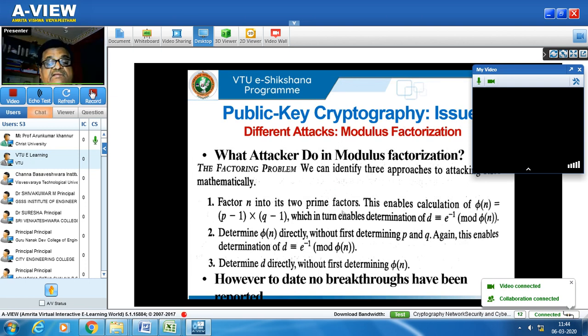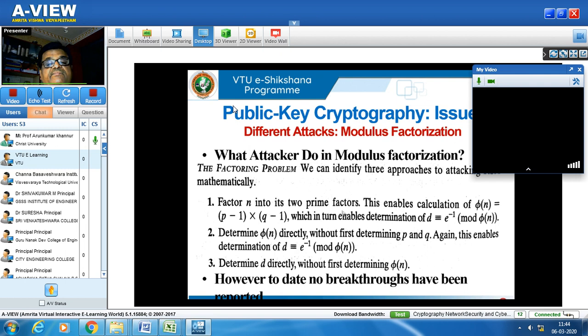determine Euler's function phi n directly without first determining value of P and value of Q. Again, this enables determination of decryption key D, which is once again inverse of encryption key mod of the Euler's phi function. Third one is determining D directly without first determining Euler's phi function. So brute force method or some guess work he may try to do here.